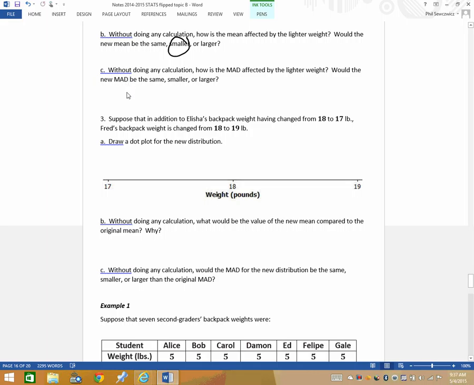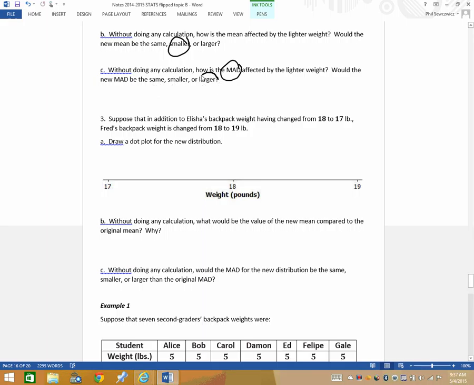Now, without doing any calculations, how is the MAD affected by the lighter weight? I'm talking MAD here. Would the new MAD be smaller, or would it be larger?